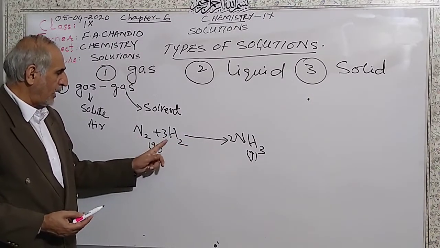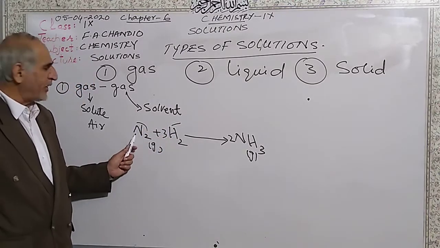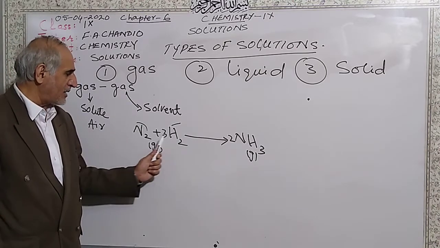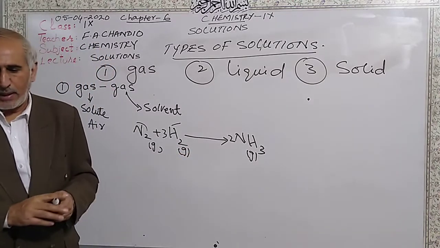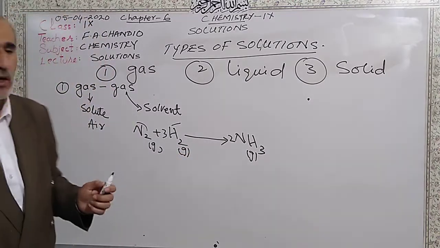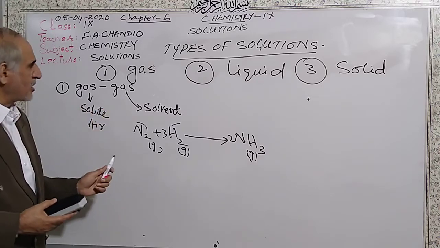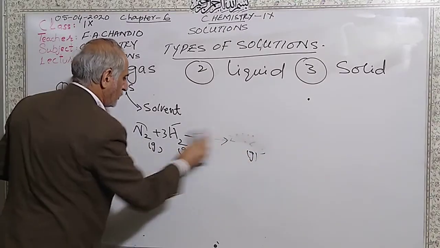So nitrogen and hydrogen, this is a solute and this is a solvent. Less quantity is called solute and more quantity is called solvent. This is a gas and this is also a gas. So gas is a solute and gas is a solvent to make a gas and gas solution. This is number one. Number two.